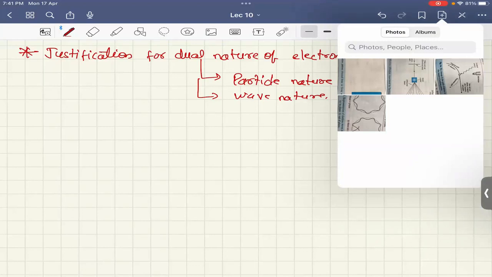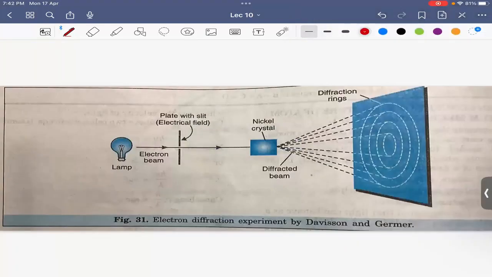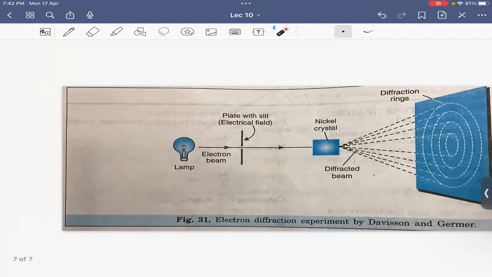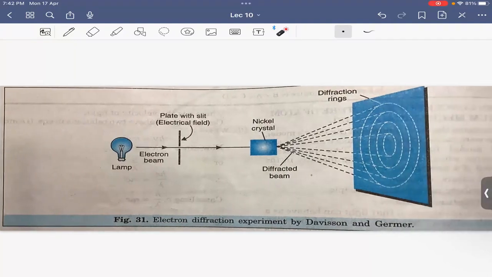So let me first drag a figure. This figure depicts the electron diffraction experiment performed by Davisson and Germer, right? So electrons exhibit the characteristics of a particle. They have a definite mass, right? When the electron strikes a zinc sulphide screen, this is for the particle nature. So the wave nature of electrons was experimentally verified by Davisson and Germer in 1927 and George Thomson, right? So this is called the Davisson and Germer experiment.